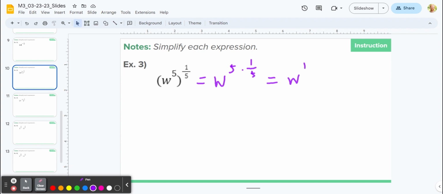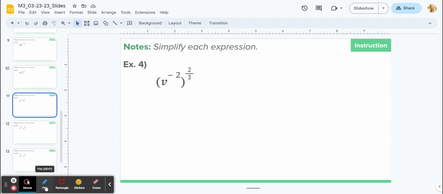All right, try this on your own in example 4. I'll start walking through the steps as well. We get v raised to the negative 2 times 2 over 3. And let me make this little side step here. If we do negative 2 times 2 over 3, we'll get negative 4/3. So my final answer here will be v to the negative 4/3 power.